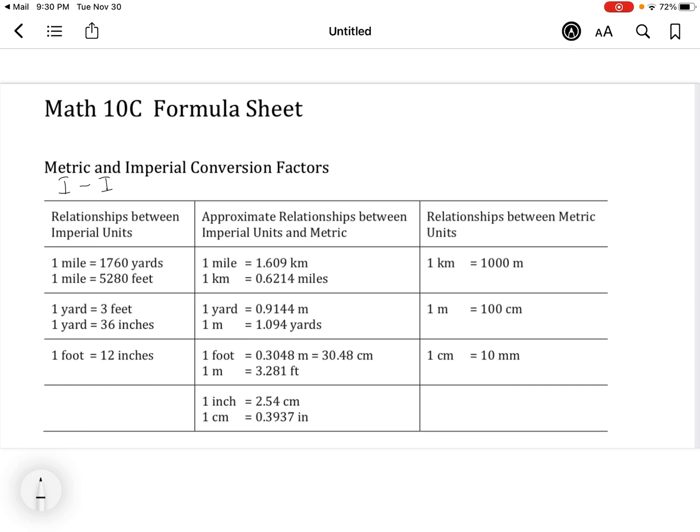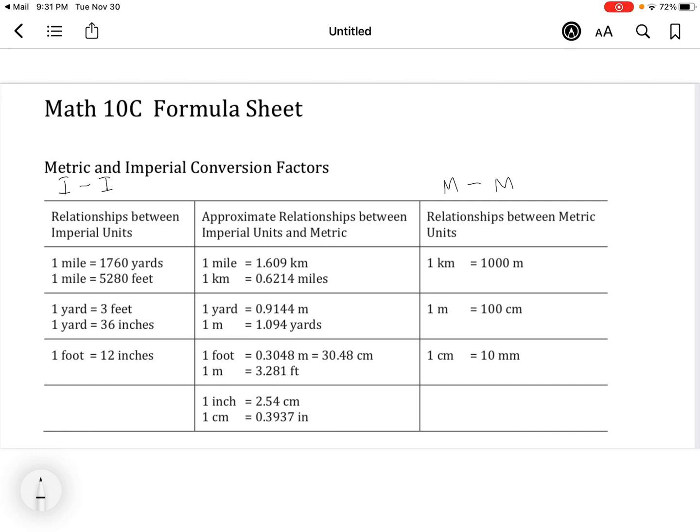Personally, I actually remember the smaller ones just because I use them a lot. I always have to look up the conversion factor for a mile, though. I never really remember that. Okay. On the far right, you have all of the conversion factors between the metric units. So if you want to convert metric to metric, you have to use these ones. Okay, so 1 kilometer is 1,000 meters, 1 meter is 100 centimeters, a centimeter is 10 millimeters.